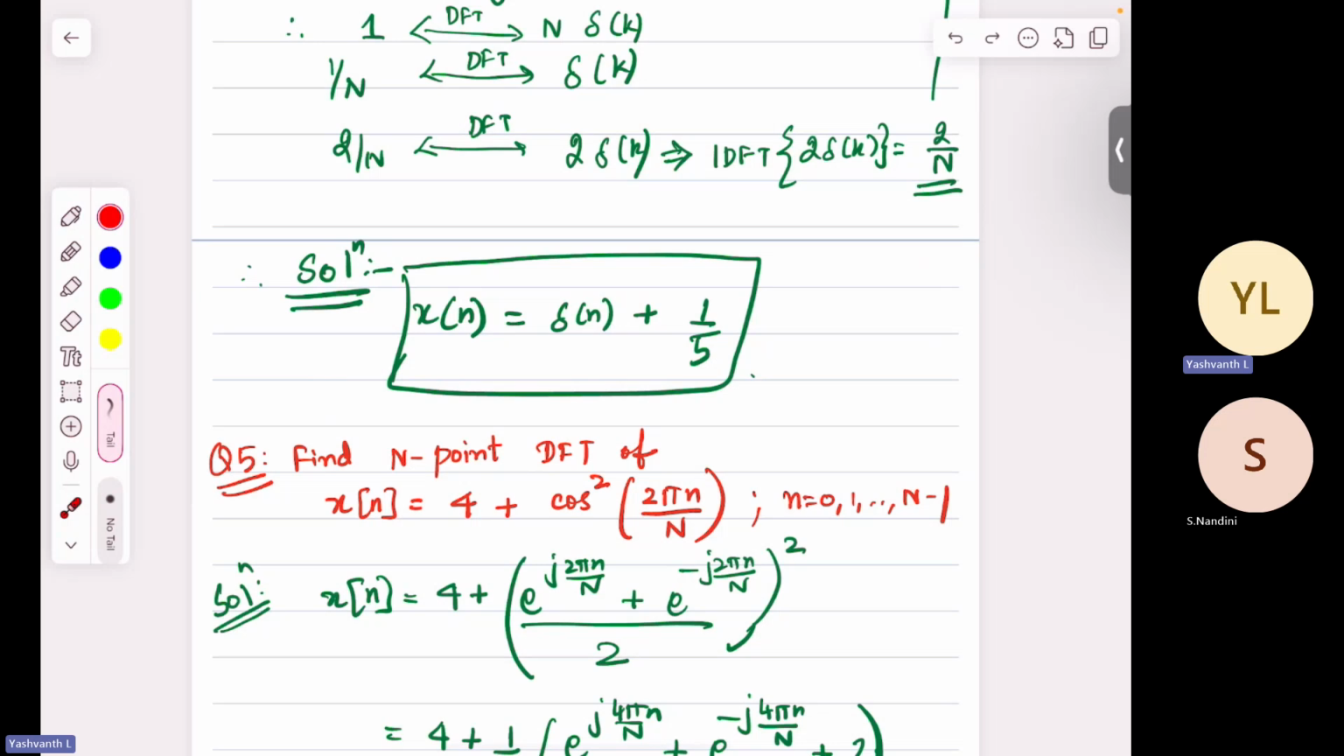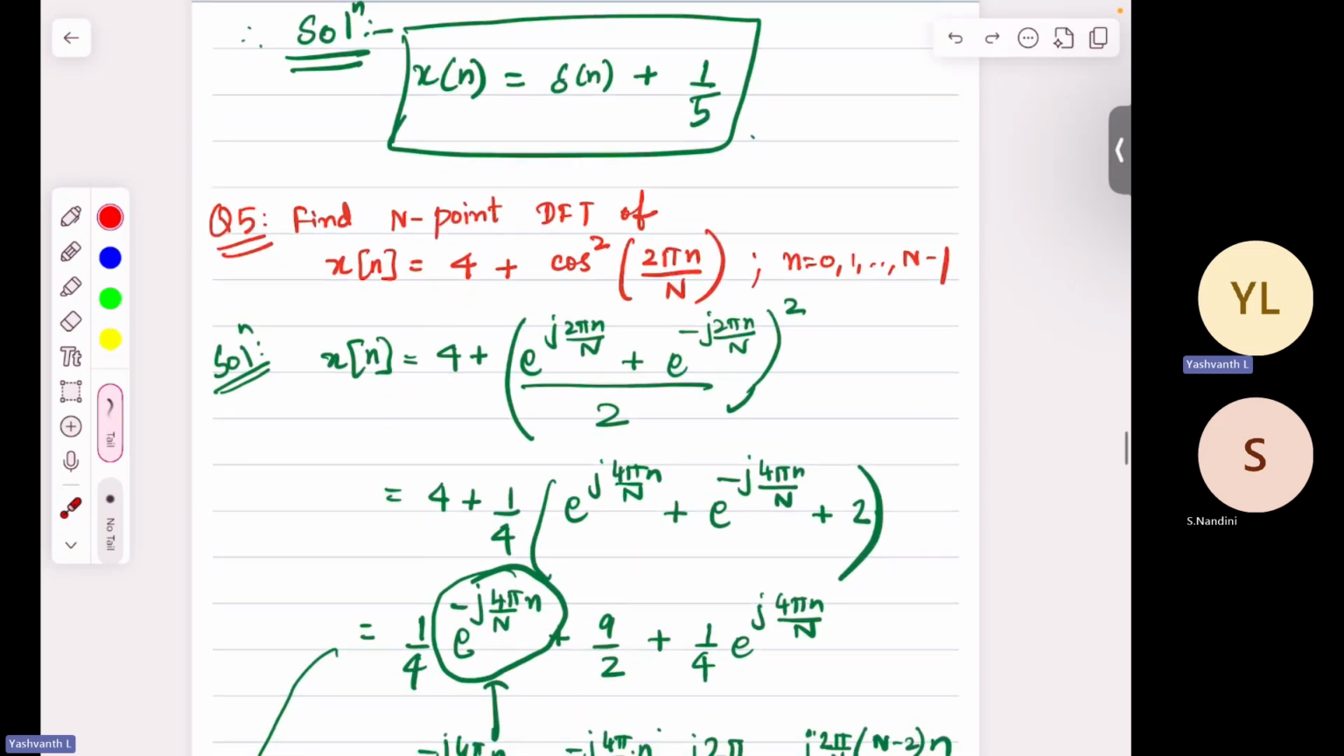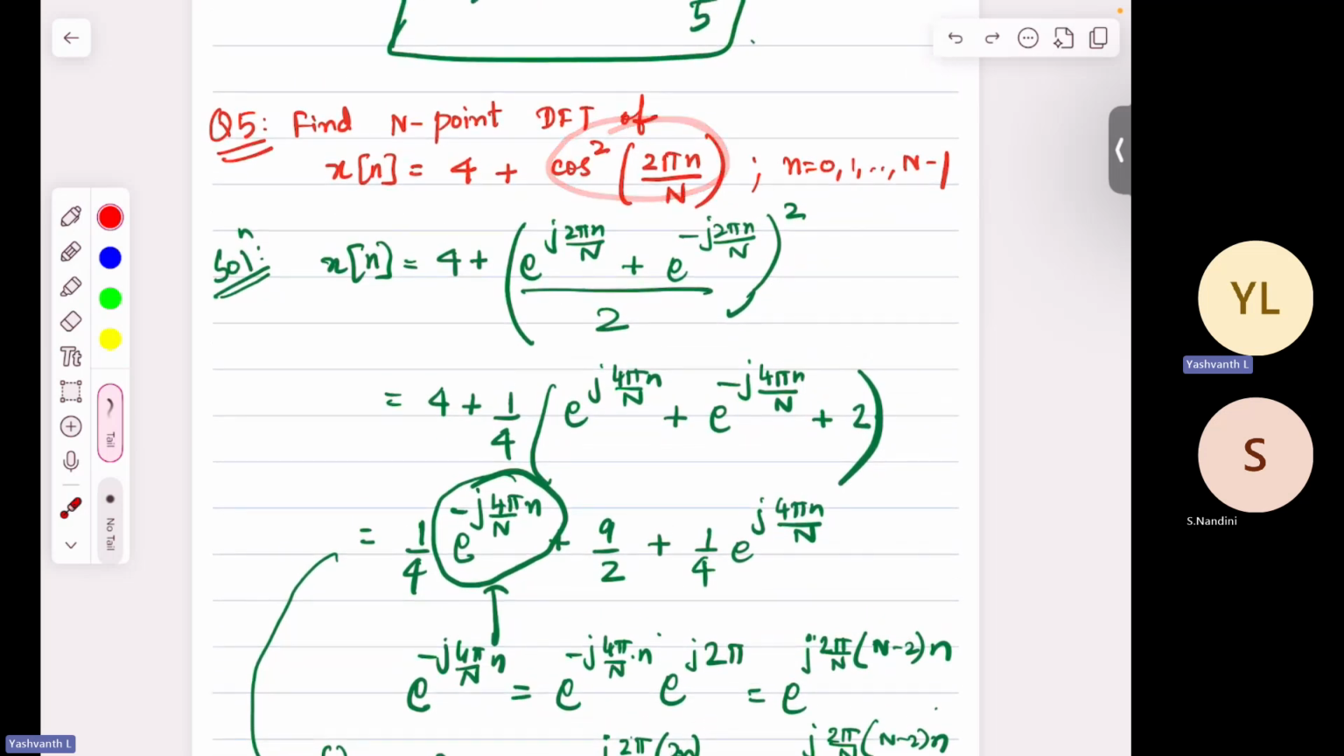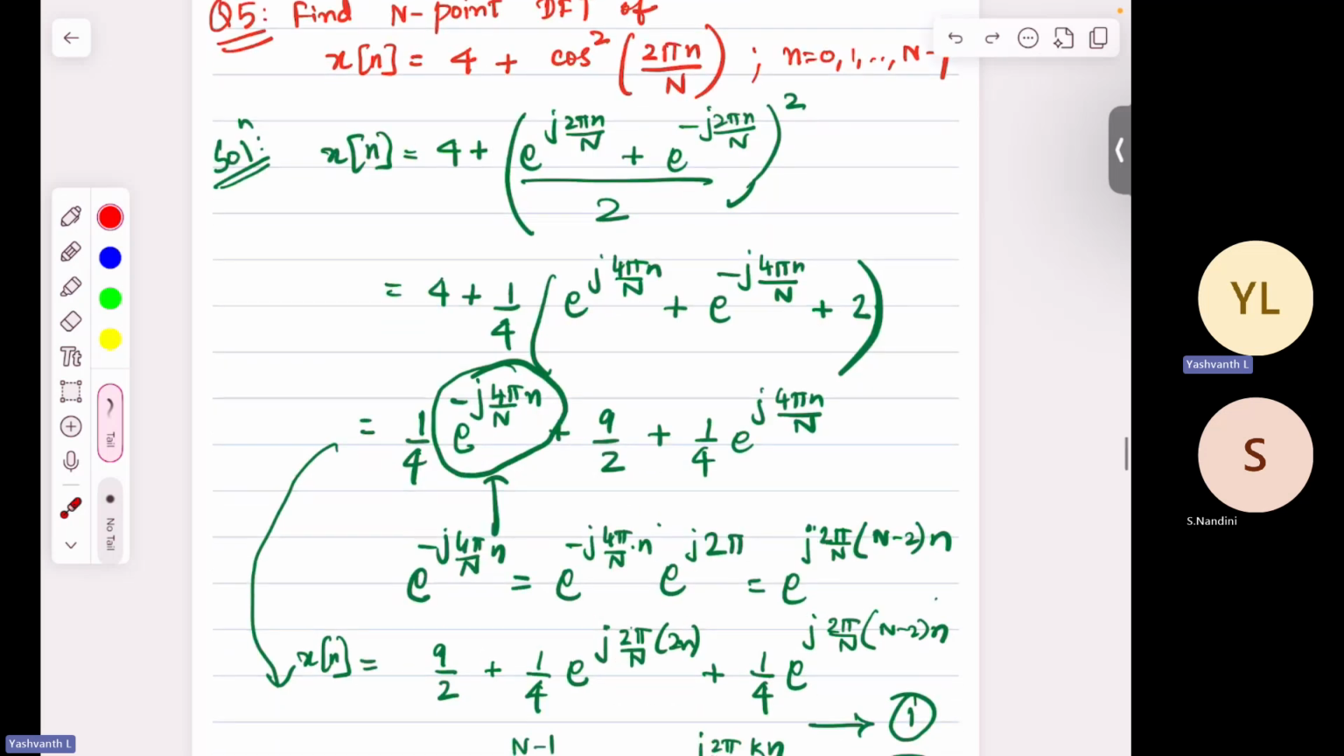Okay, great. Now let's look at the next question. Find the N-point discrete Fourier transform of the signal x of n equal to 4 plus cos square 2 pi small n by capital N, where n ranges from 0 to capital N minus 1. Very straightforward. First, apply Euler's equation over cos, that is e power j 2 pi by capital N into n plus e power minus j 2 pi by capital N into small n, divided by 2, the whole square. Because you have cos square, you need to square this term. Now expand it using a plus b whole square. So 1 by 2 square, bring it common, so that is 1 by 4 here.